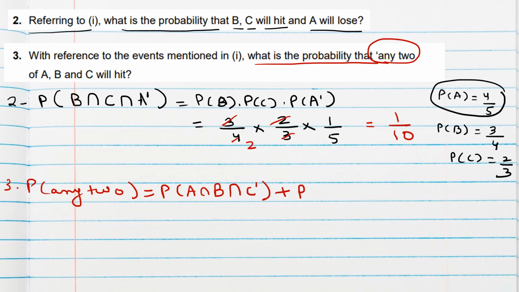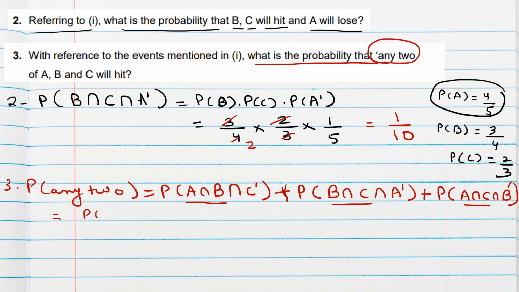Or second case, whenever cases are there, we will add all cases, isn't it? And by equivalent statement also you should know, or means plus. So B and C hit the target but not A. Or the third case will be A and C will hit the target but not B. Any two can be either A or B, B or C and A or C. So now for each one we can use the independent event formula.